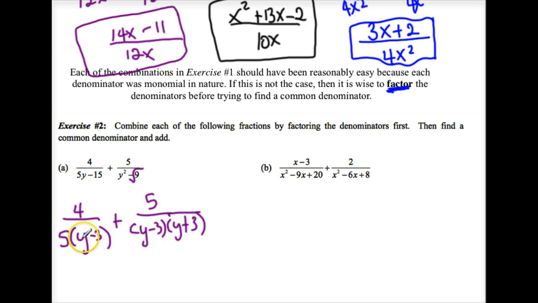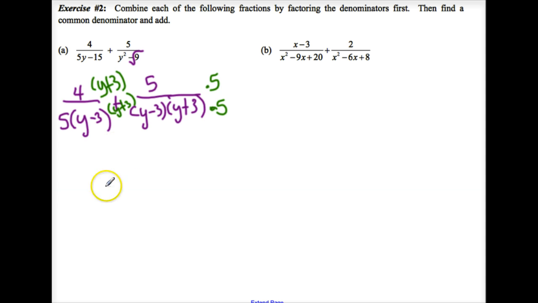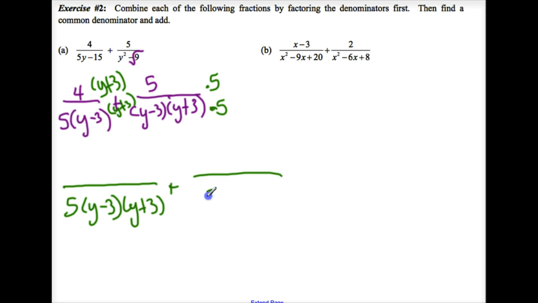So here, I see they both have a y minus 3. What is left out? The plus 3, and then there's a 5. So if I multiply this by 5, and then I multiply this side, I'll just write it here, by y plus 3, then what I'm going to do is now make this where the entire thing becomes 5 times y minus 3 and y plus 3. That's going to be my whole new numerator. I'm sorry, denominator. I'm in the bottom.